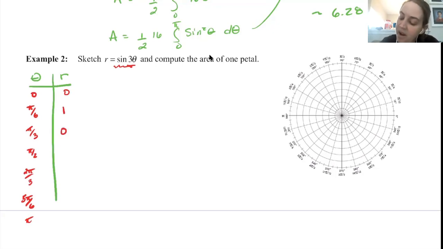That's a -1. 2 pi over 3 times 3 is 2 pi. Sine of 2 pi is 0. 5 pi over 6 times 3 is 5 pi over, gotta think about this, 2. This would be a 1 if I keep going around my unit circle. And then sine of 3 pi would be 0. So I have zeros, ones, and -1.